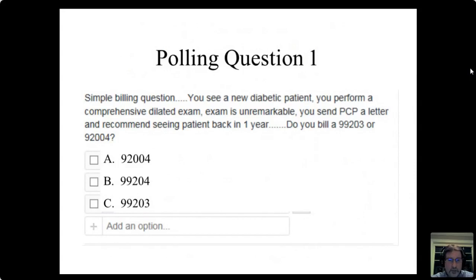So this poll actually popped up on a Facebook site, and I want to use it as an example to get us started. So you see, we have a simple billing question, which in my mind, there's really no simple billing question. A new diabetic patient, you perform a comprehensive dilated exam, the exam is unremarkable, you send the PCP a letter and recommend seeing the patient back in 1 year. Do you bill a 99203 or a 92004? Then the poll actually included a 99204 as a third choice too.